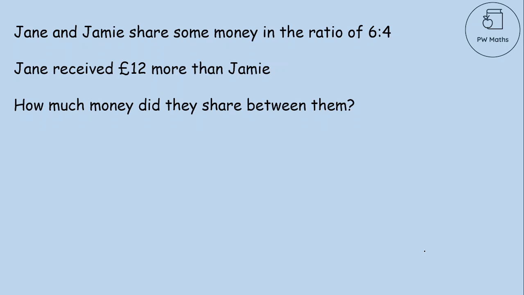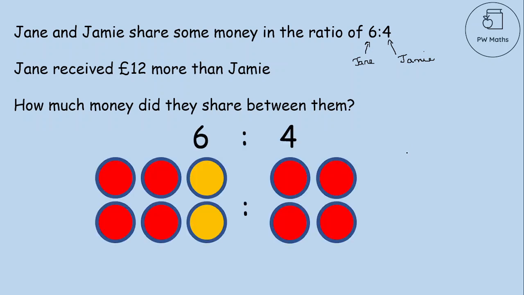Lastly, you might be given a question that looks a little something like this. Jane and Jamie share some money in the ratio of 6 to 4. Well, we know that this part must be talking about Jane because Jane is first in the question, and this part must be talking about Jamie because Jamie is second in the question. I'm going to put my ratios up, and you might notice that I've coloured the circles in this time.